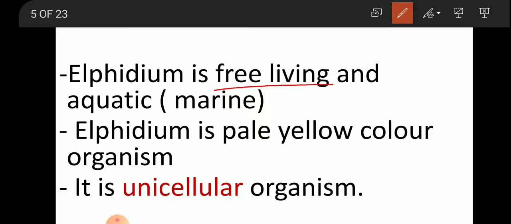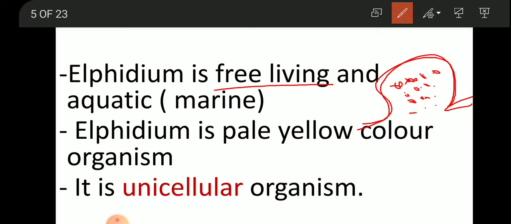Group colonies means like ants. Ants live in colonies. There are many ants inside a mud-like house. They build a mud-like house and they stay inside that. They build the colonies, is it not? But Elphidium is not like that. It lives freely, it does not have anyone to stay with.